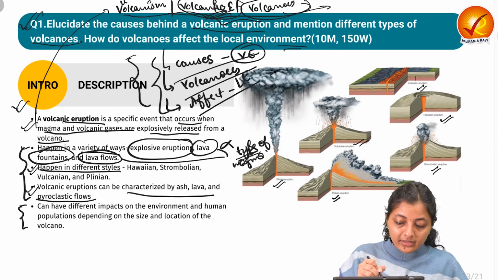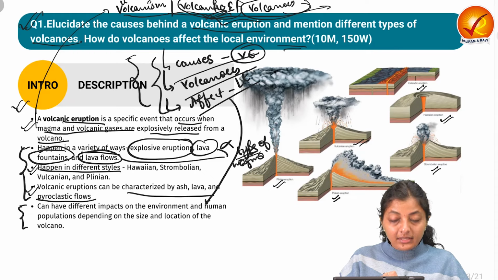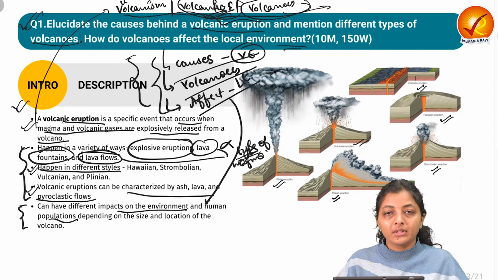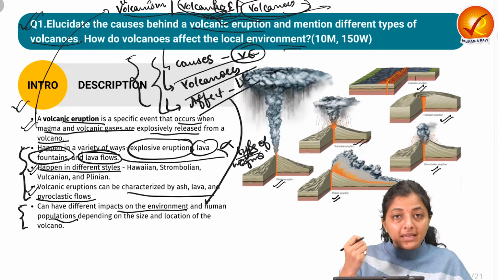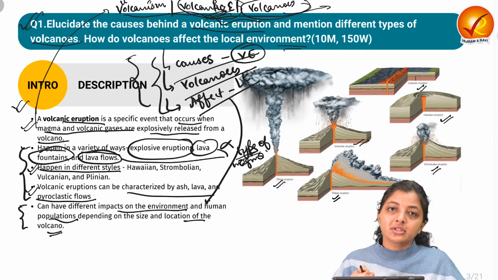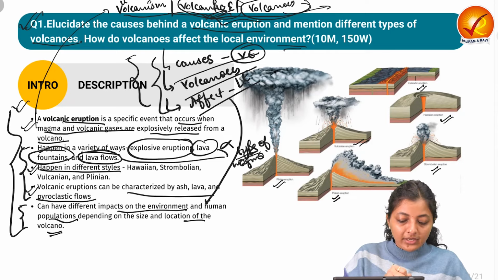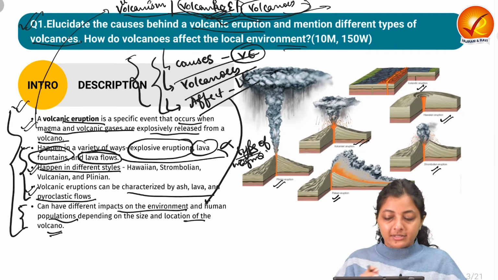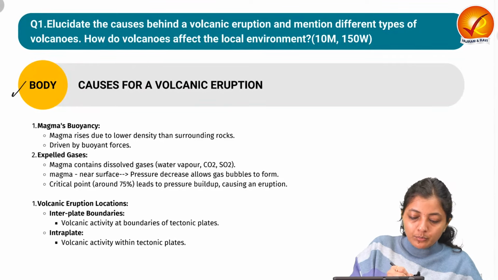Then finally, the third part you can touch up here, that these volcanic eruptions can have different impacts on the environment as well as the human population, depending upon the size of the volcanic eruption and the location of the volcano where this volcanic eruption is happening. So in the introduction, you can touch up on any of the three parts, whatever suits you the best. Then comes to the body part.